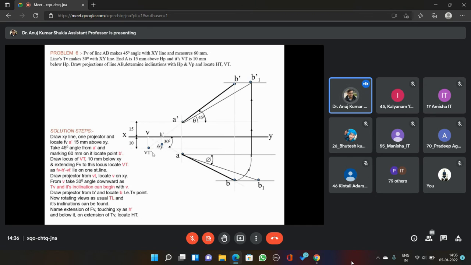Draw a projector from B prime and locate B. Now you can see, without a projector, it is very difficult for you to get these values. That is the TV point. Now, rotating views as usual, TL and its inclination can be found. Name the extension of the front view touching XY as S prime. You can see in the diagram, and below it on the extension of TV, locate HT.